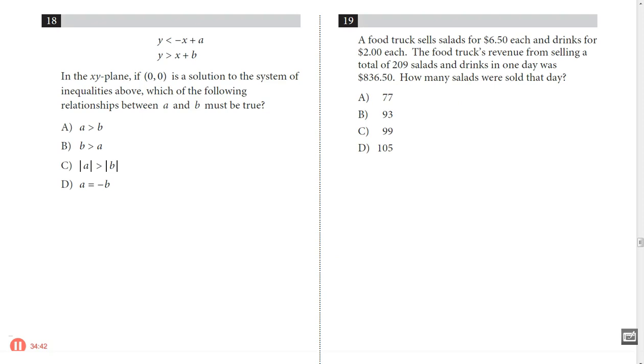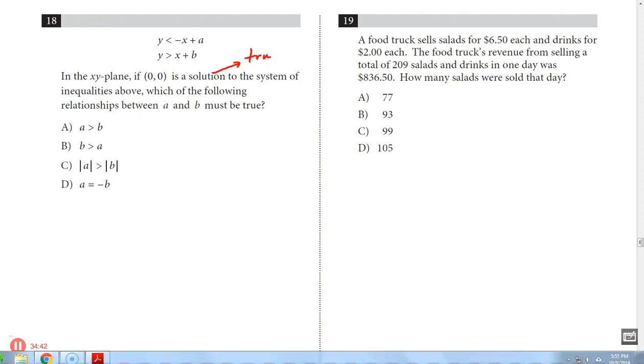Number 18, in the xy plane, if (0, 0) is a solution, when I say it's a solution, that means that it makes both equations true. So both of these equations are going to be true. And remember, in an ordered pair, the first number is the x and the second number is the y. So they're basically saying, hey, when x is 0 and y is 0, the two inequalities up above are true. So then they want to know what's the relationship between a and b.